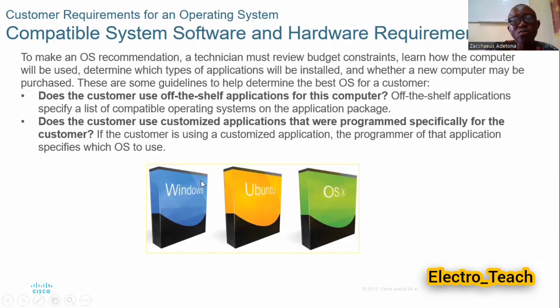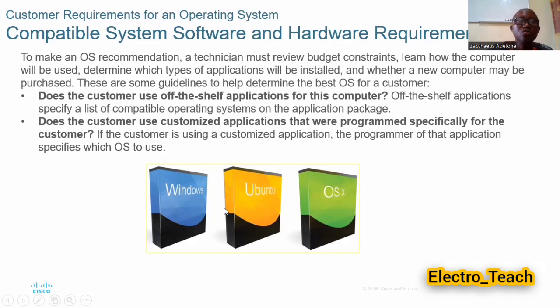We have Windows, we have Ubuntu. If you look at the screen here, we have OS X. These are various operating systems available in the market. Ubuntu, for instance, is a Linux operating system. If you have heard of Linux, Ubuntu is a version of Linux. Windows, Ubuntu, OS X, these are various operating systems available, so one will need to choose from these.